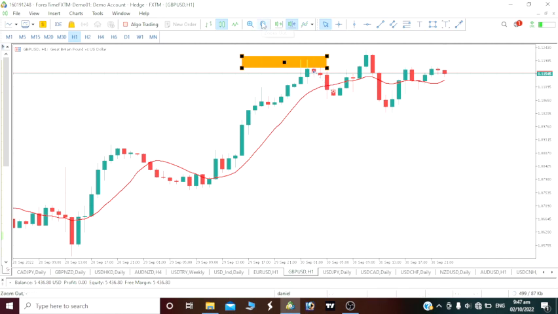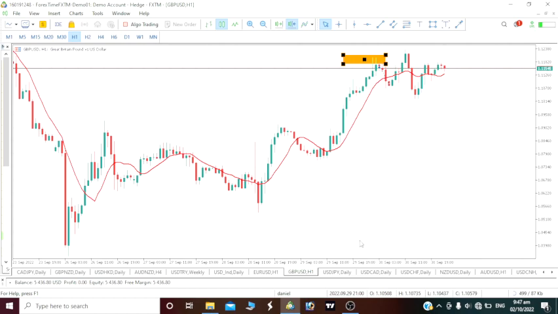GBPUSD, watch out for it. We're very much likely to go bullish for Monday and Tuesday.